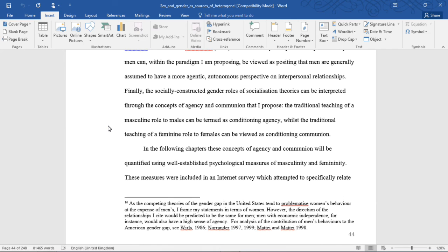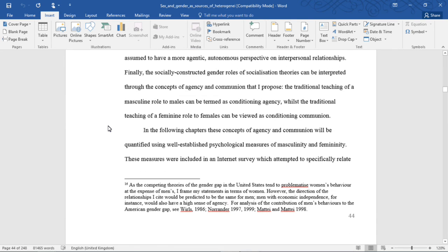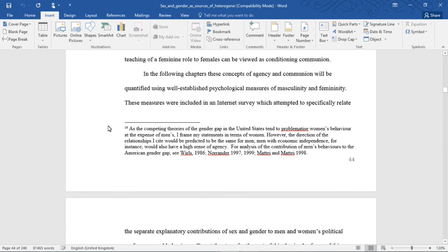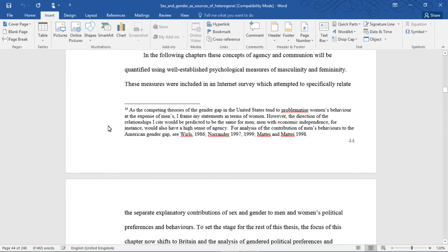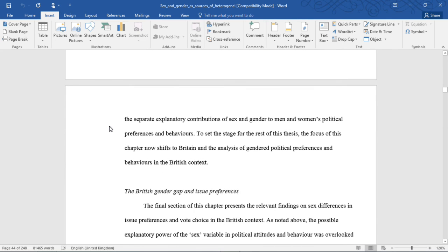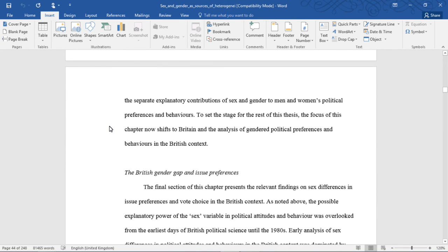Finally, the socially constructed gender roles of socialization theory can be interpreted through the concepts of agency and communion that I propose. The traditional teaching of a masculine role to males can be termed as conditioning agency, whilst the traditional teaching of feminine roles to females can be viewed as conditioning communion. In the following chapters, these concepts of agency and communion will be quantified using well-established psychological measures of masculinity and femininity. These measures were included in an internet survey which attempted to specifically relate the separate explanatory contributions of sex and gender to men and women's political preferences and behavior.